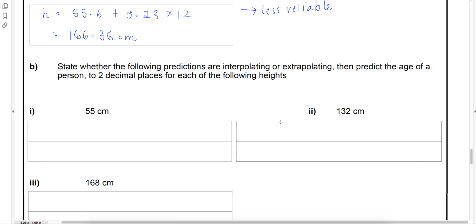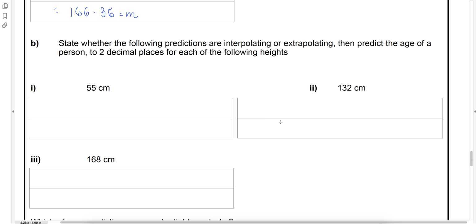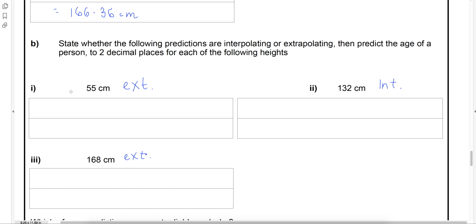All right, so again, this one though is in terms of height, so we can just check that. Have a look at 55 centimetres. Now our lowest was 60 centimetres, so that's actually extrapolating. 132, that's in the range, so that's okay. And the 168 also extrapolating. So you can write it out in full if you like. I'm just being a little bit lazy.